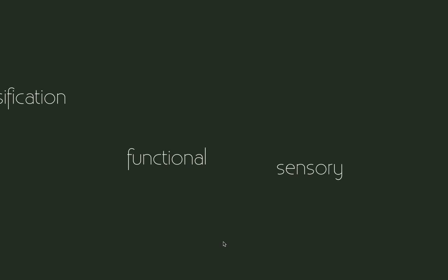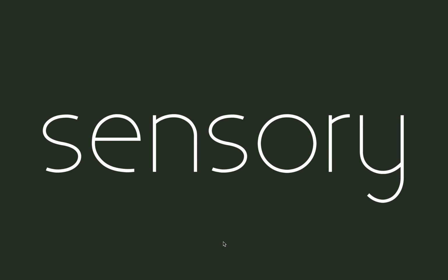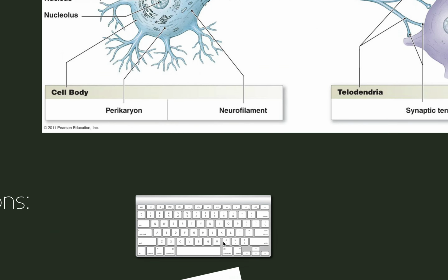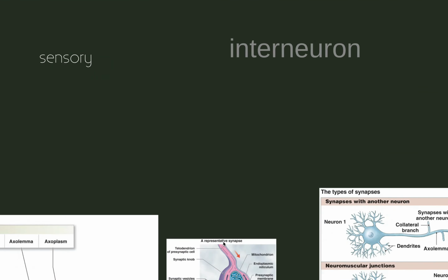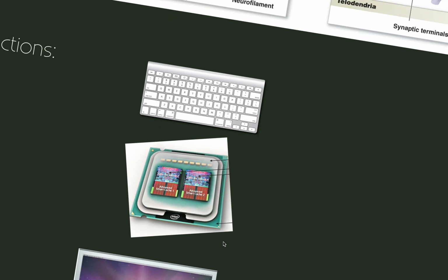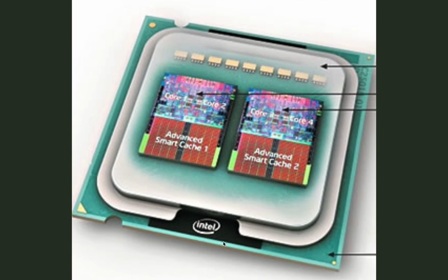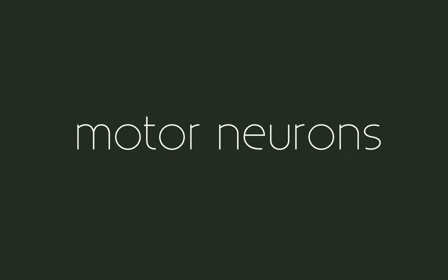And then we can also classify them functionally as sensory, so those would be sending information to the central nervous system, and that would be like our bipolar or unipolar neurons. So that's the input part. We have interneurons, and those would be involved in integration. That's like a computer chip. And then we have the motor neurons, they're the output part.